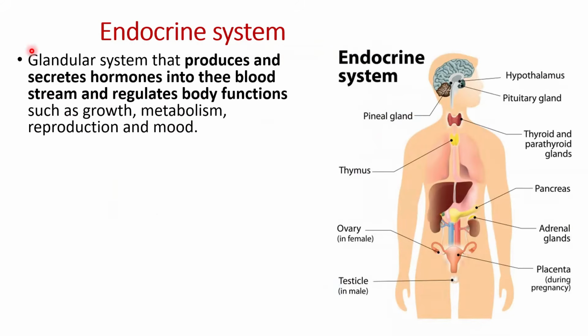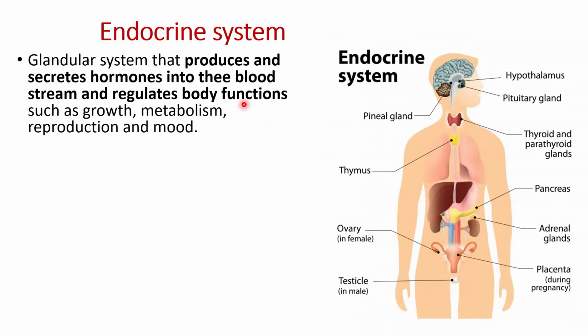And so the endocrine system is a glandular system that produces and secretes hormones. Those hormones are going to target organs, for example the liver, the lungs, the heart, or the muscles. Those hormones are carried in the bloodstream to regulate the body functions of those specific target organs.